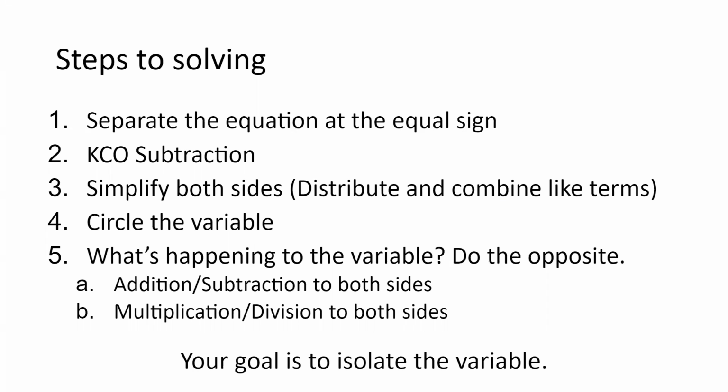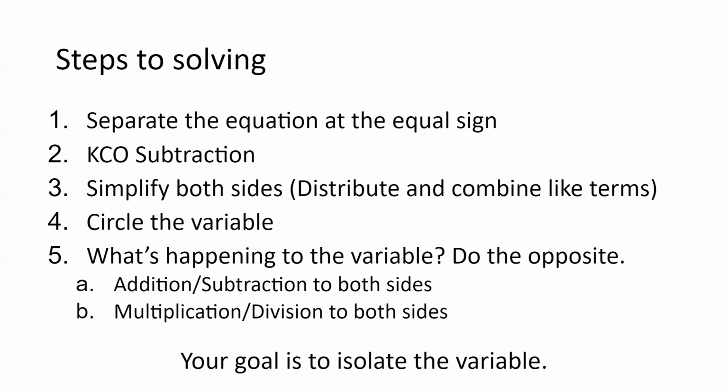Simplify both sides. So we're going to start getting into a little bit of distribution and combining like terms in the future. There's not as much of that today, but that will be happening. We're going to have to circle the variable. That highlights our goal. We have to do that. It tells us that our goal is to get that variable by itself.